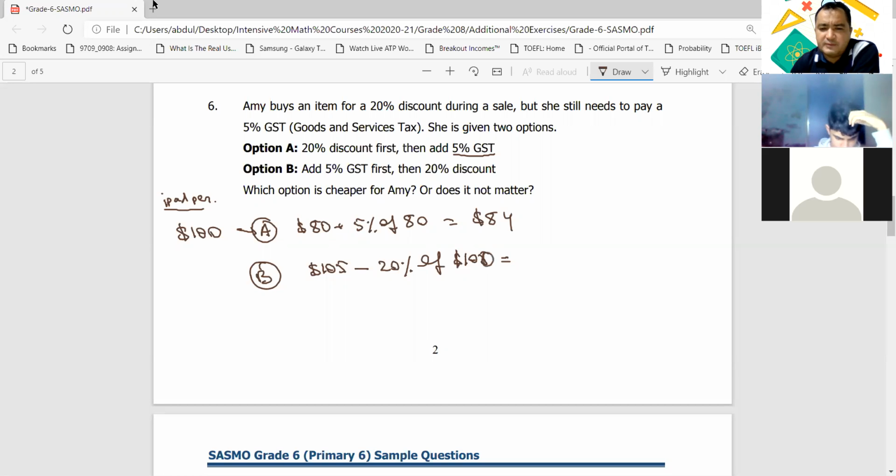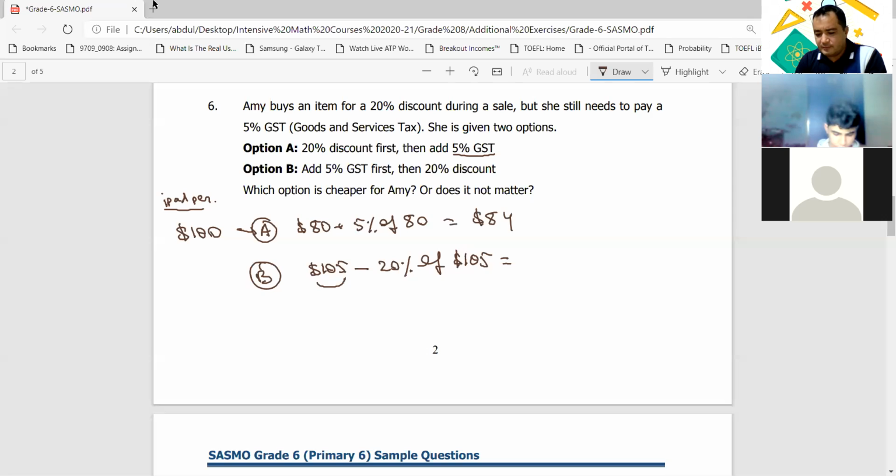How much is that? Is it 100 here? It is 100. No, teacher. Out of 105, 20% discount. So add 5% GST. So it is $100. Now it becomes $105. And then 20% discount on $105, from that we are taking. Okay. So what is the answer now?